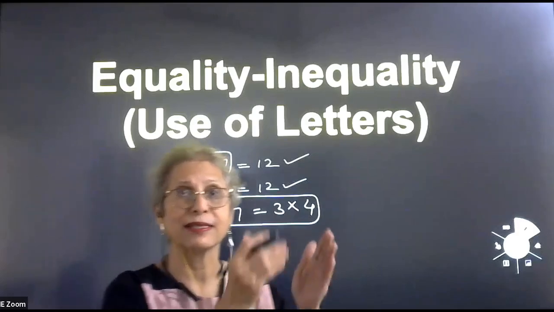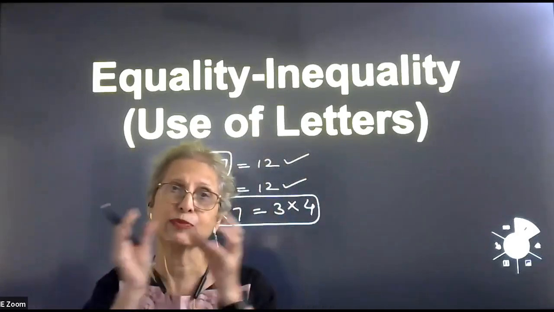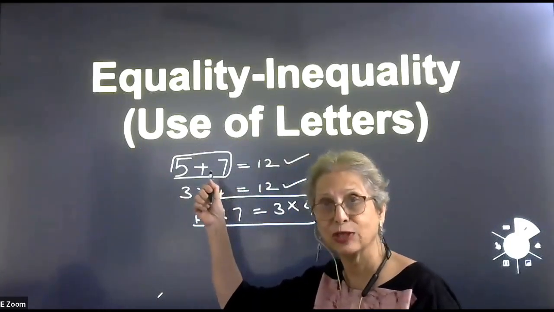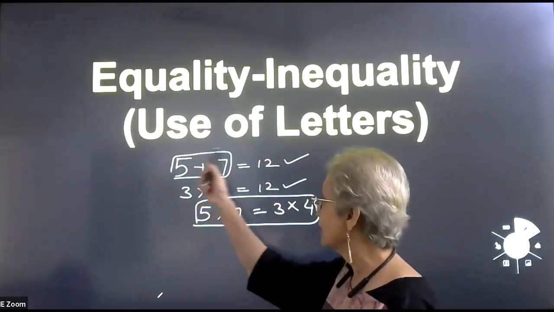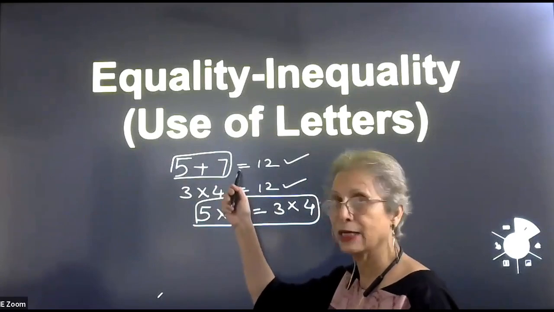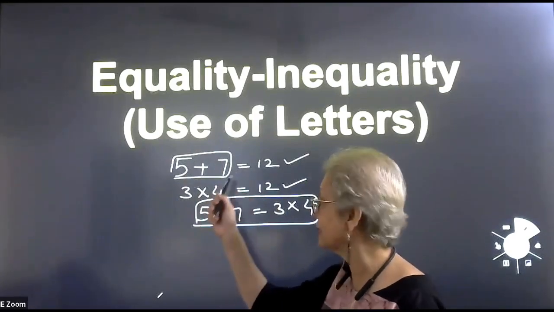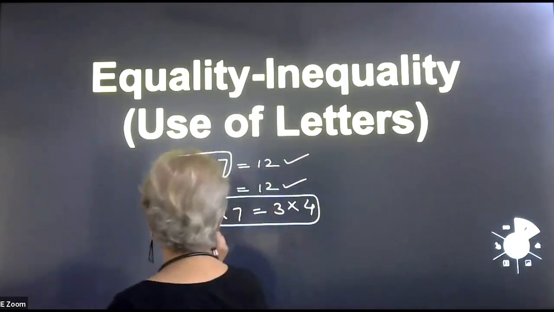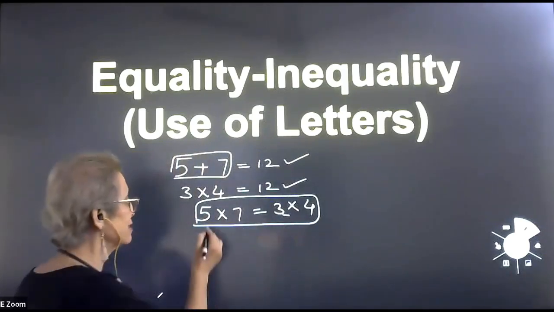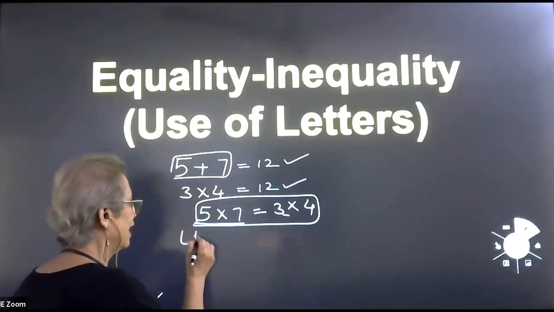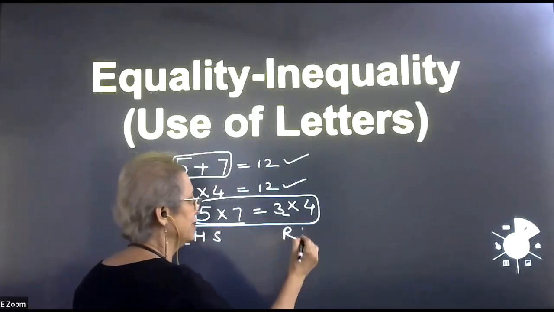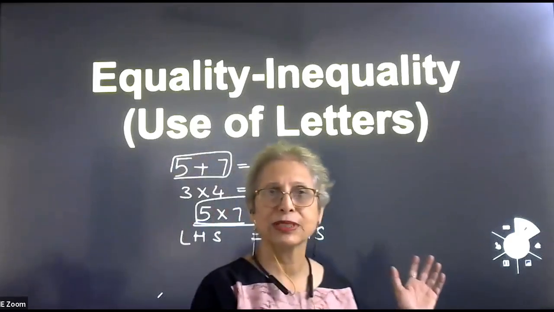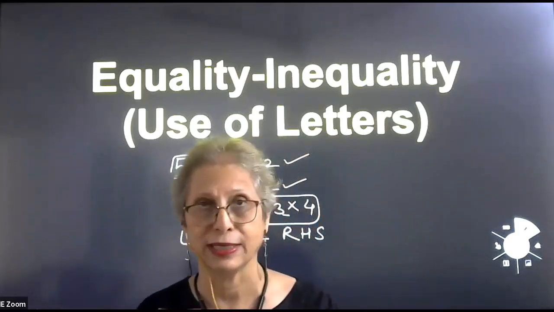Equality means when both the sides, that is left hand side and right hand side, are equal. They are written using this symbol called the equal to sign. You all know this sign. So if both the sides are equal, we use the equal to sign, and then this is called an equality. Right? And equality is like a balance. This side is called left hand side, and this is right hand side. LHS equal to RHS, then we say that both the sides are equal and this is an equality.